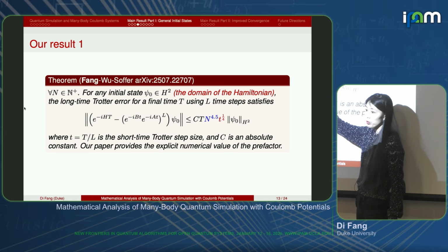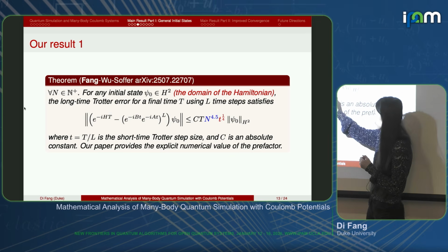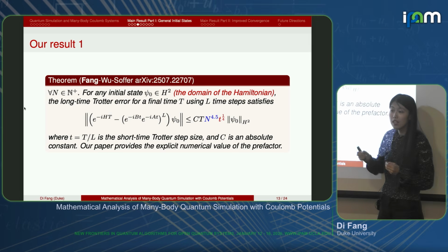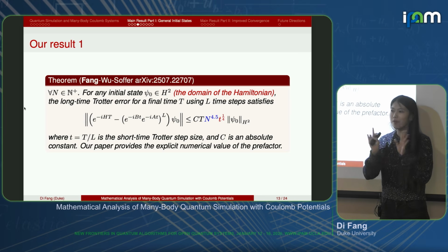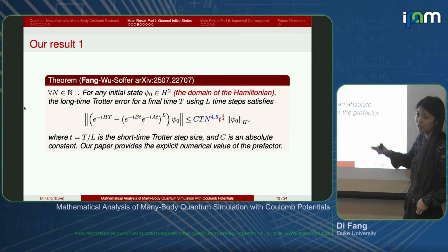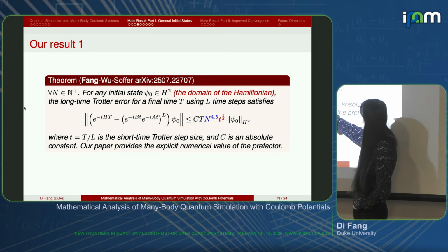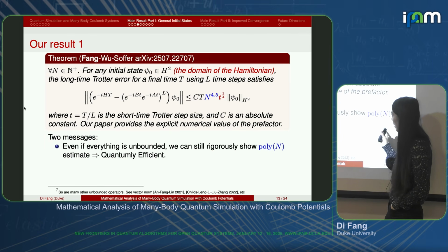We just wanted to say there is a universal constant. We made no effort in optimizing this constant because we are really focusing on polynomial in n. For example, if I have 100n plus 2n raising to the 4.5, I will just say, okay, 102. I did nothing to optimize this constant, so the constant is definitely not sharp. And this n raising to the 4.5 power will just coincide with the idea that it's quantumly efficient.